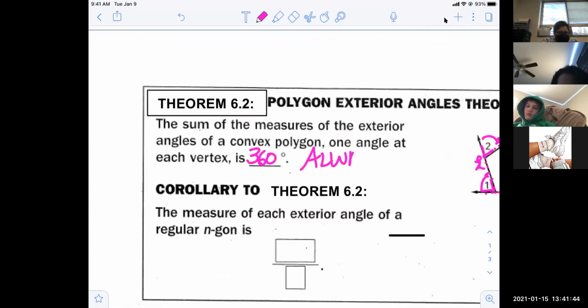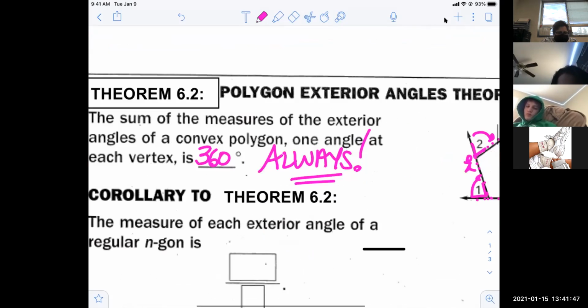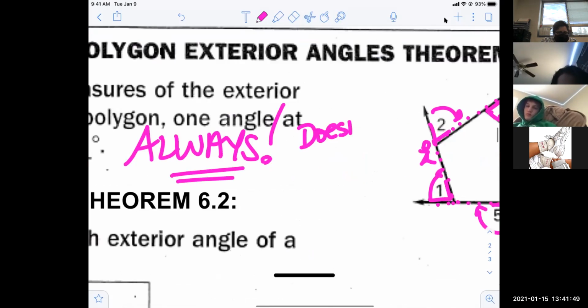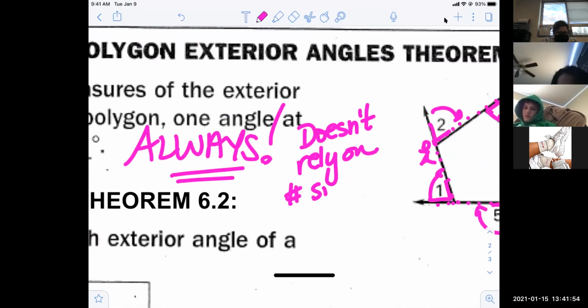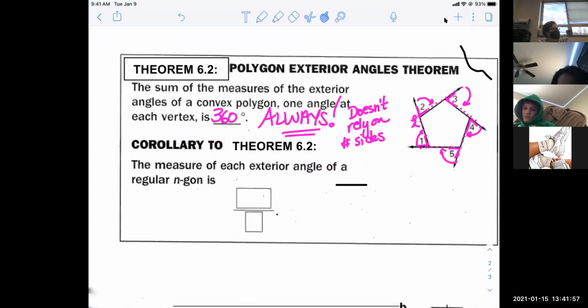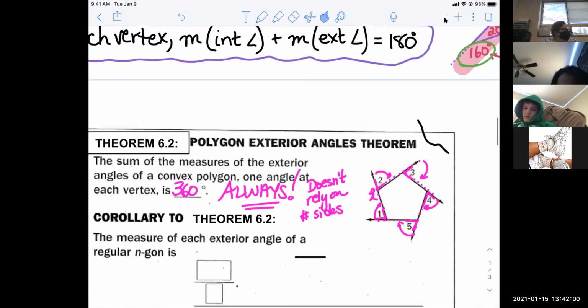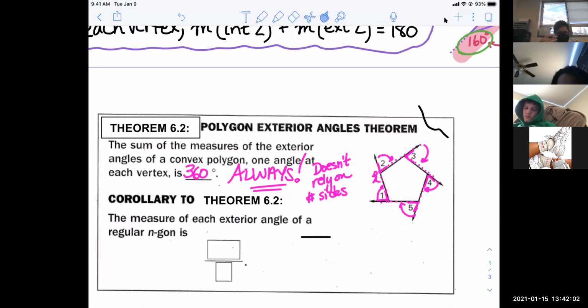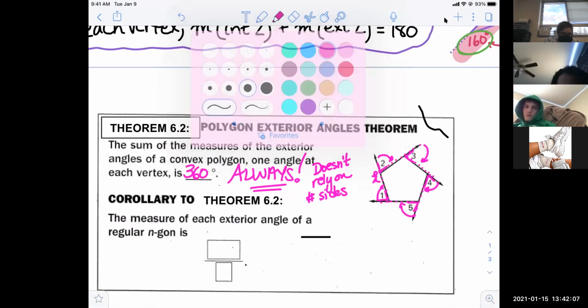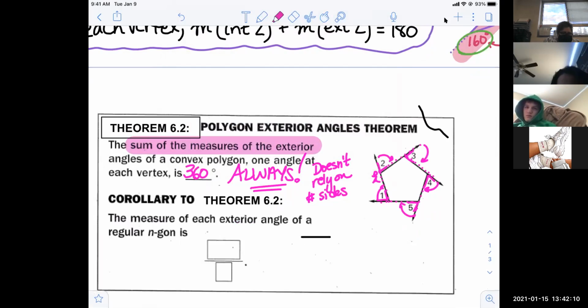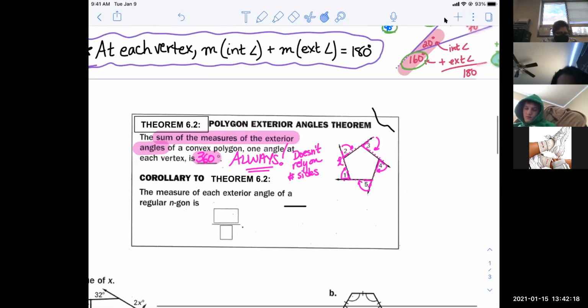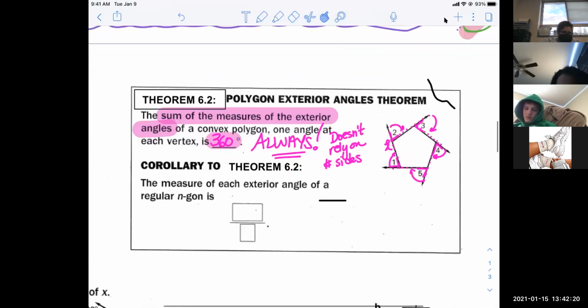Always, always, always, no matter how many sides there are. The exterior ones are nice because it doesn't rely on the number of sides. It's always 360. So if it's an octagon, what's the sum of the exterior angles? 360. It has 800 sides, what's the sum of the exterior angles? 360. The sum of the exterior angle measures is always 360. It doesn't change with the number of sides the way the interior does. The exterior angle is always out of 360. So that means if it was a regular n-gon, again, regular means what?